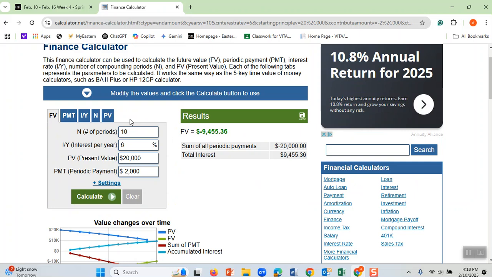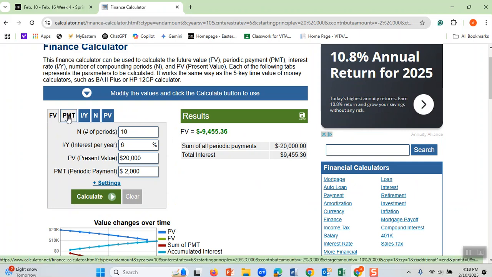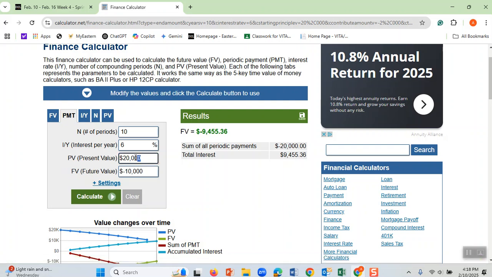We do have another one, which is PMT, meaning payment. You are familiar with this payment. Why do I say that? You go to the dealer and say you want to borrow money to buy a car. You need to borrow $20,000, and you want to finance it for 10 years, and the dealer tells you the percentage is 6%.